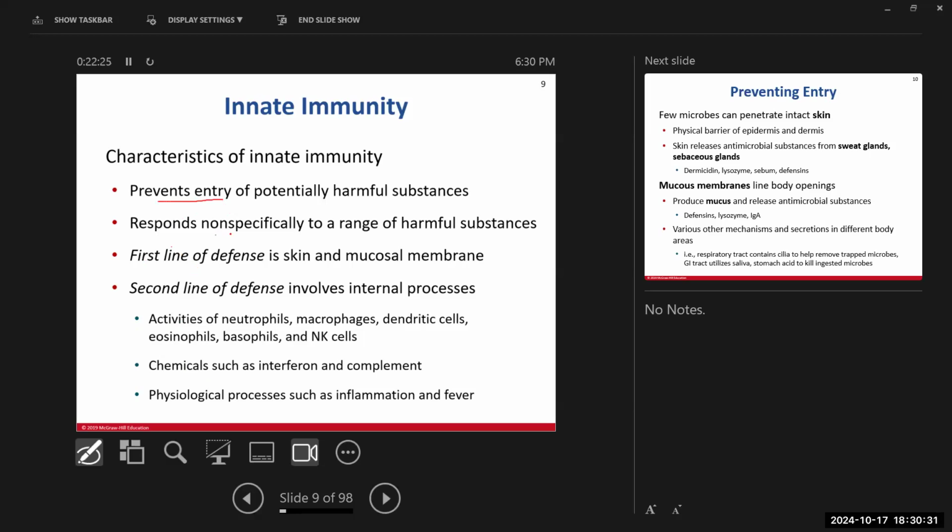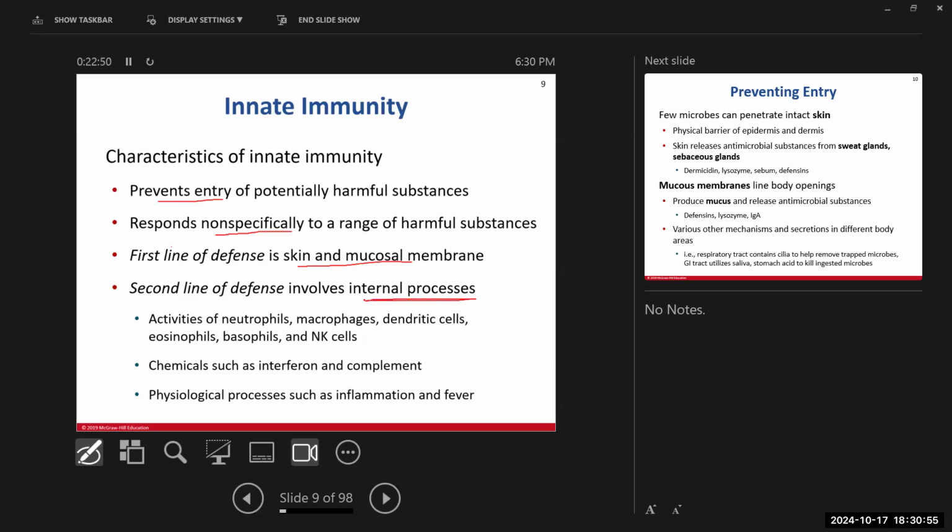Yes, it is non-specific. That could be good, because if it's non-specific, it's going to prevent entry. For example, if we're talking about our membranes, the cutaneous and mucosal, it's going to prevent entry to everything. We're shutting everything down here. So we have two lines of defense. The first line of defense is the barriers, skin and mucosal membrane. The second line of defense is going to be the stuff that goes on.